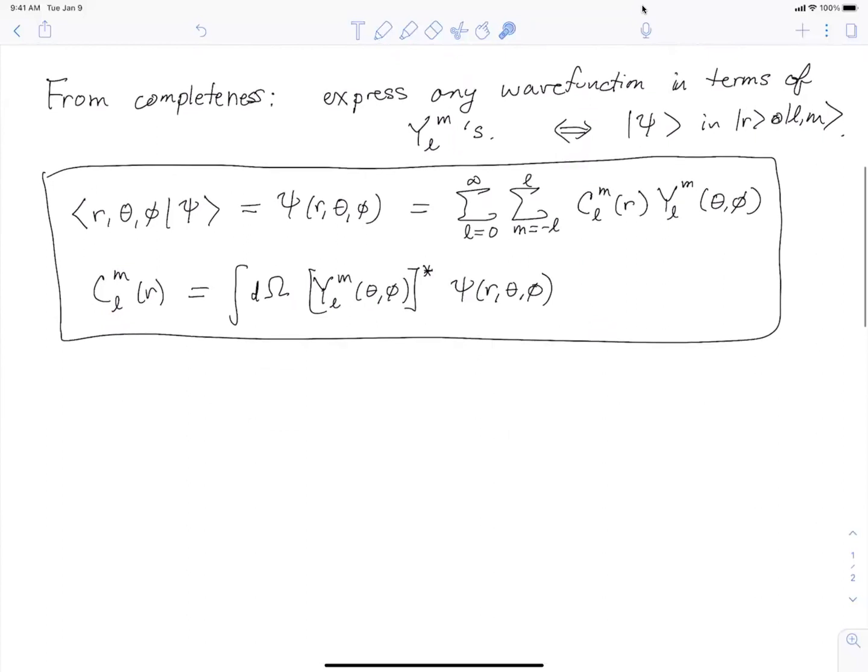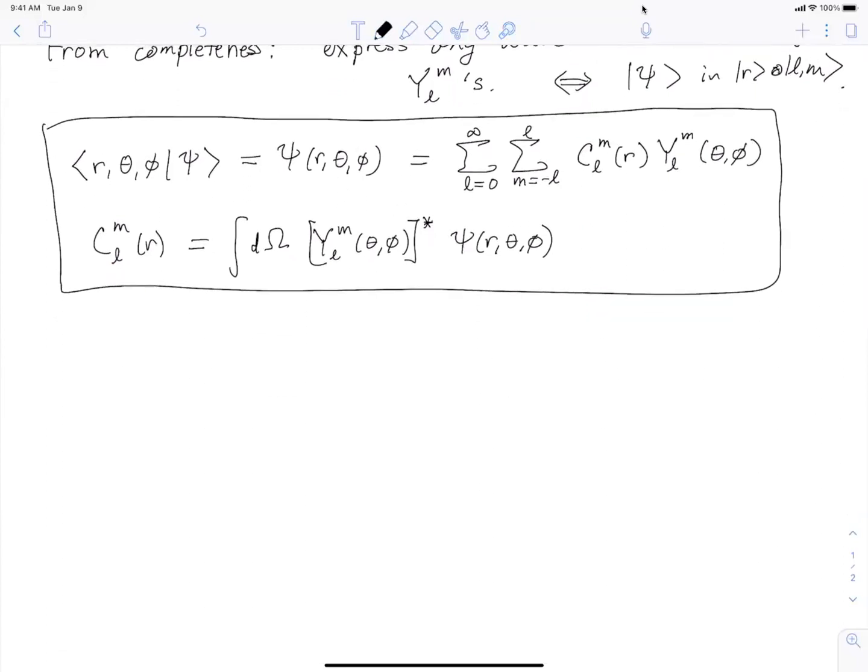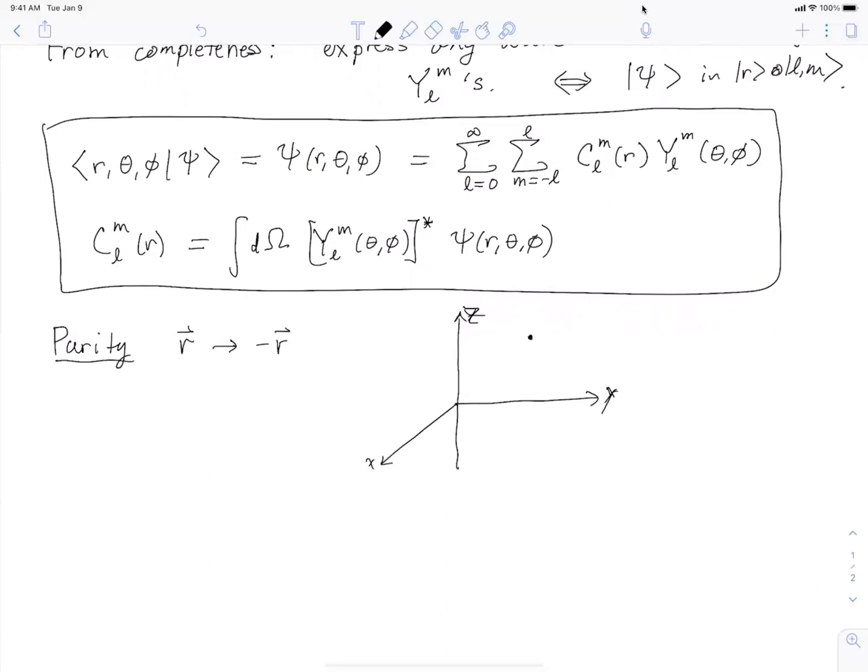The next thing I'd like to talk about is the parity properties of the spherical harmonics. Remember, parity is the operation where you take the position and reflect it through the origin. So r goes to minus r. If I draw a picture of this, here's my coordinate system in x, y, and z. Actually, z is up top here, this should be x, this should be y. There's some point that we're describing in terms of its angles and its radius from the origin.